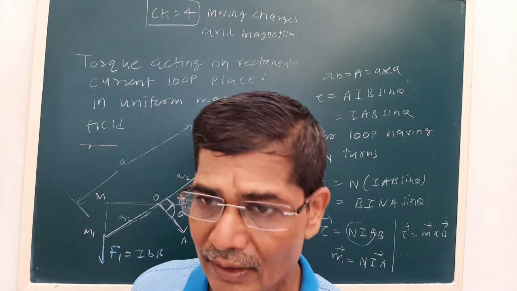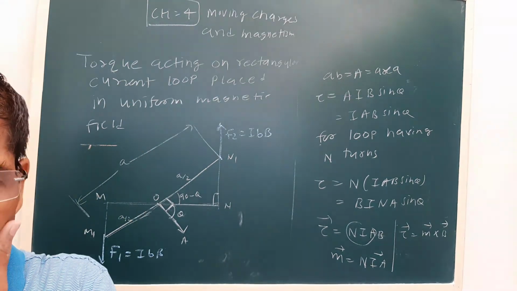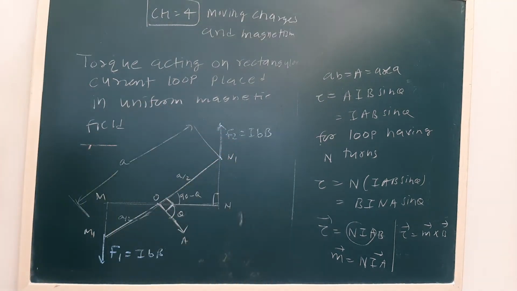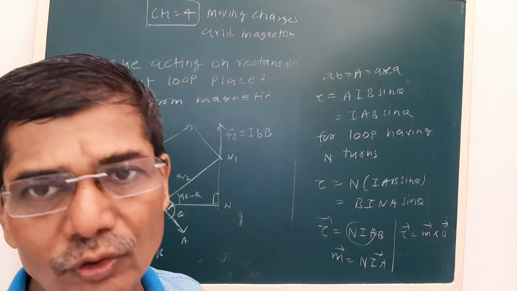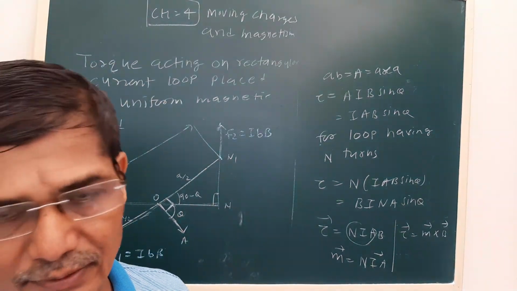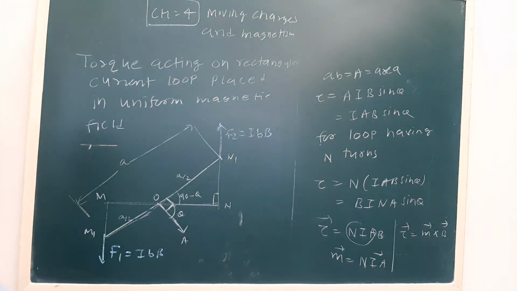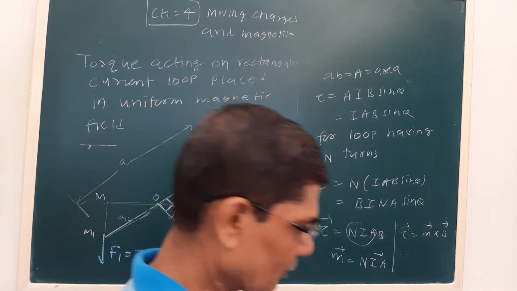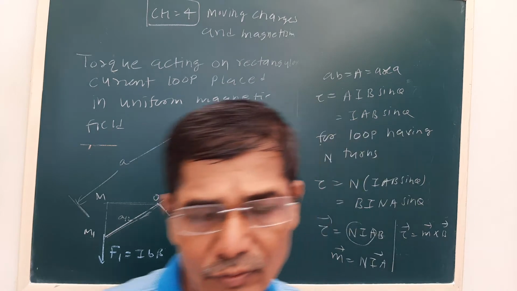So this is how we can prove the value of the torque acting on a rectangular loop placed in a uniform magnetic field. Here, for simplicity we have taken the example of a rectangular loop, but this is true for a loop of any geometric shape. Suppose it's a circular loop, then also we can prove it. But right now we have considered a rectangular one. This is the formula of the torque.